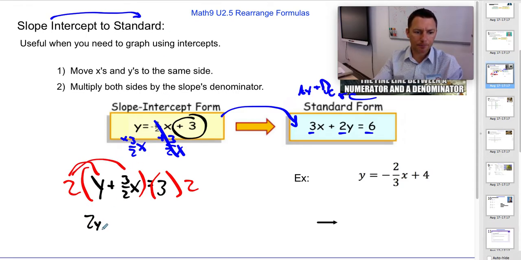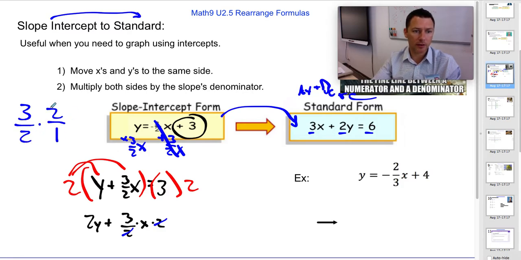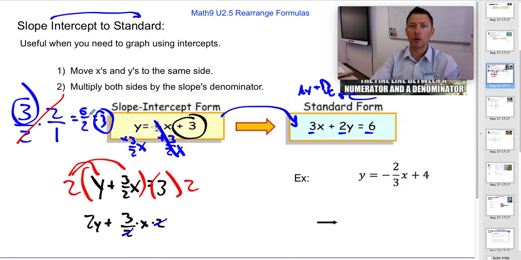You get 2y plus 3/2 times x times 2. 3 divided by 2 times 2, these cancel out, right? Think about 3/2 times 2 over 1, right? Times 2, you get 6 over 2, you get 3, which is this part, because these have canceled out. I'm assuming you know how to work with fractions. If you don't, not a problem, but you're going to need to, so come see me. So that's great, and then, let's see.